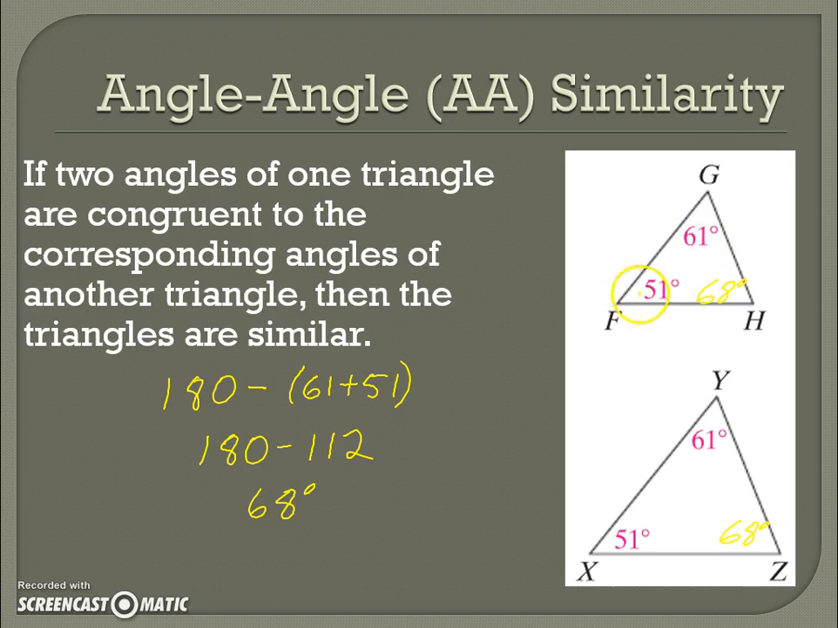So if I know this is 61 and this is 51 and this is 61 and this is 51, this must be the same. So I only need two angles to know that all of the angles are congruent. And if two angles are congruent, then those two triangles are similar, which, remember from your last section, means that they have the same shape, but not necessarily the same size.